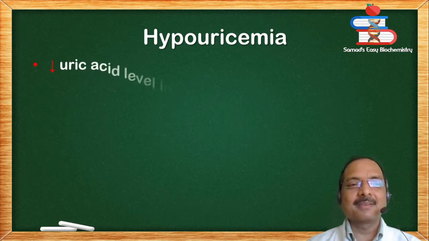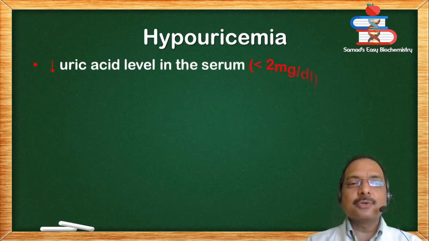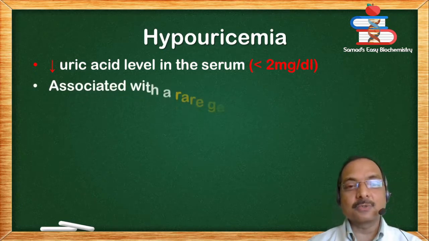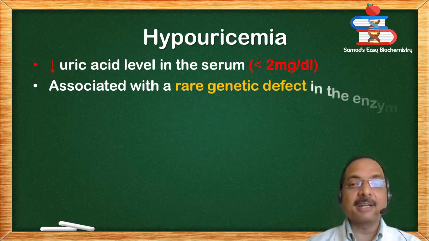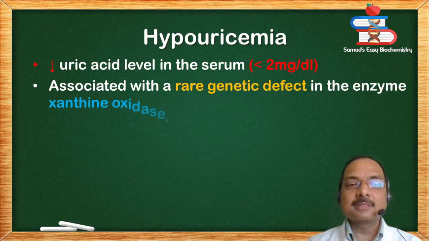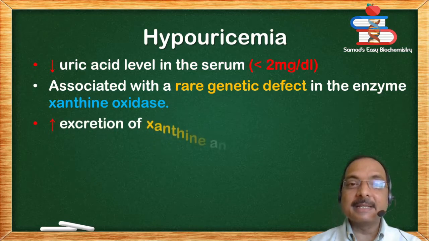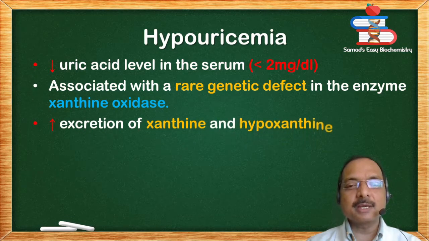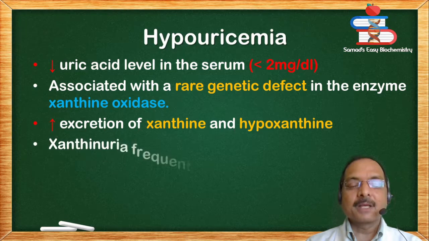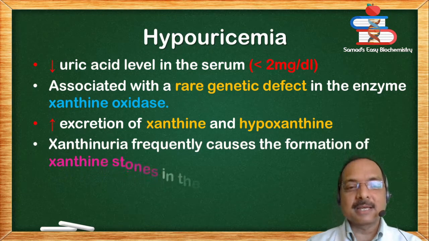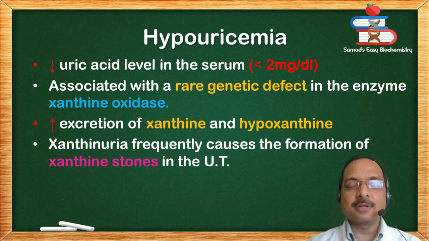Hypouricemia, that is decreased uric acid level in the serum, less than 2 mg per deciliter. It is associated with a rare genetic defect in the enzyme xanthine oxidase. There is increased excretion of xanthine and hypoxanthine. Xanthinuria frequently causes the formation of xanthine stones in the urinary tract.